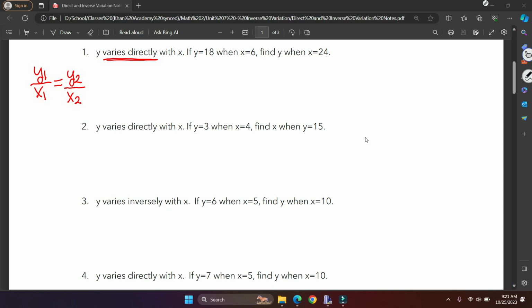It tells us that our first y value is 18 and our first x value is 6, and that's going to be equal to the second ratio. In the second ratio, we're looking for our y value, so we'll plug in a variable there, and we're given an x value of 24. Now I have an equation I can solve, so I'm going to solve for y. To get y by itself, I need to multiply each side by 24.